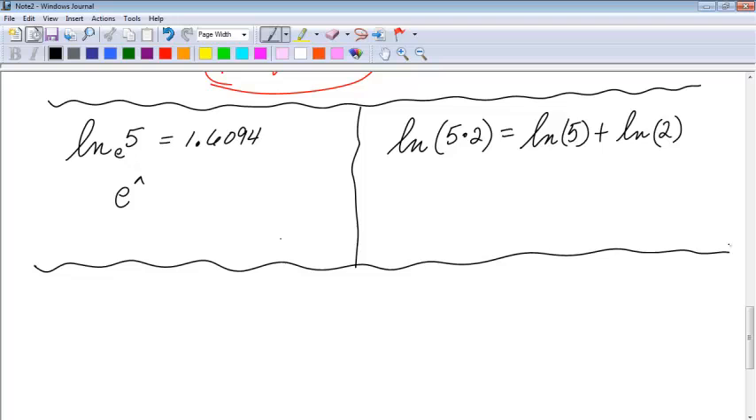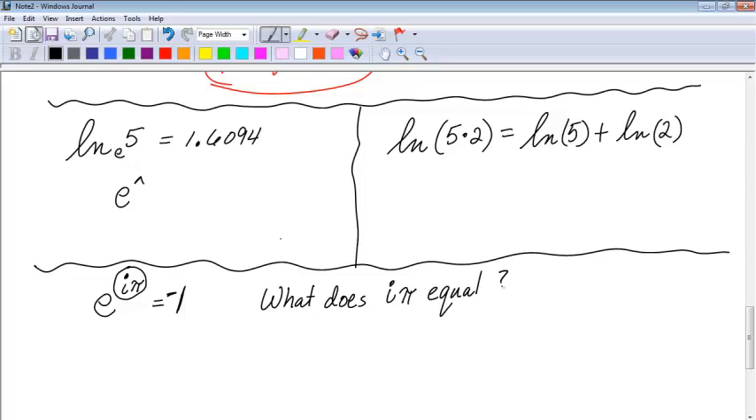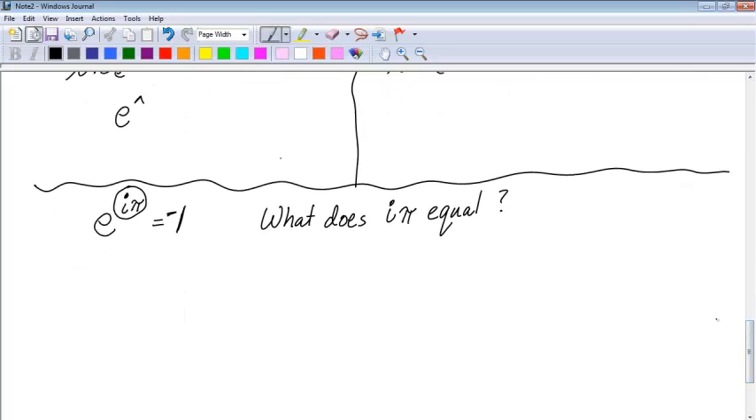The next thing the author goes through in this section is e to the i pi power equals -1. Now we know what e is. e is about 2.718. But you ought to question, then, what does i pi equal?